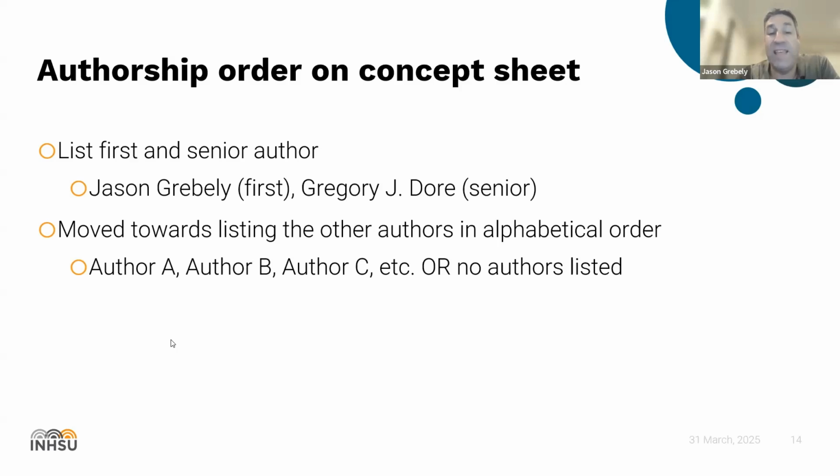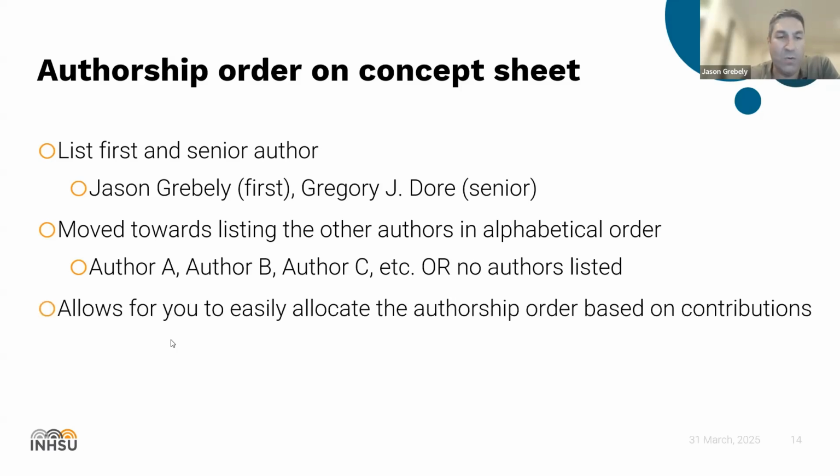So what I then did is move to, okay, I'll just list all the people who are contributing in alphabetical order, so it's pretty clear, and then state that. The other thing is that you get a lot of people who don't actually contribute to the paper after the fact. So what I've moved towards doing is not listing any authors on the concept sheet, maybe just the first and the senior, so it's really clear who's doing the work and who's supervising. And by listing none, the message becomes pretty clear that people are going to have to do some work to get onto that paper. So that's how I've transitioned things over time.